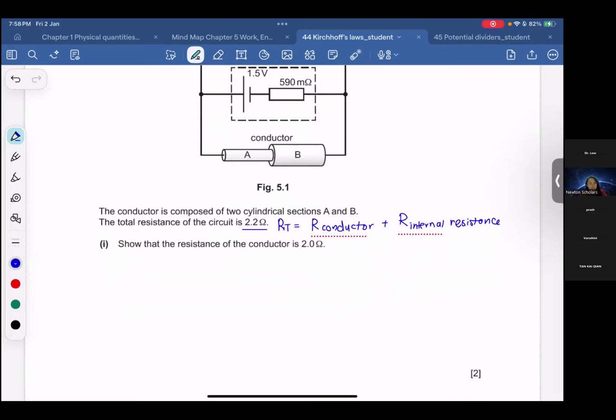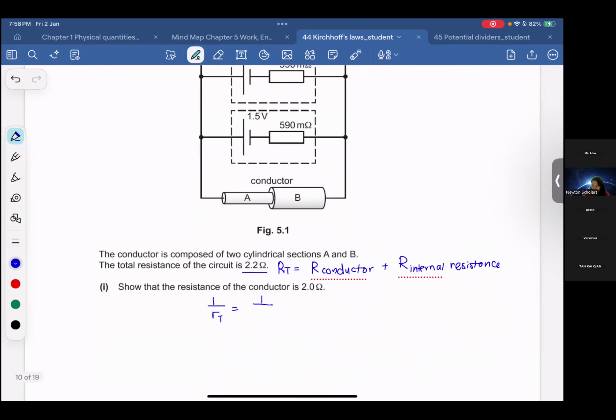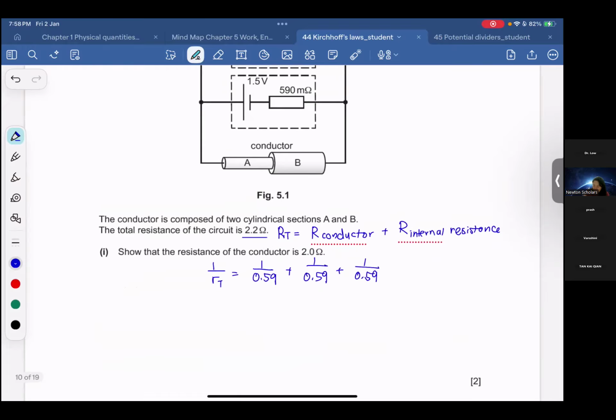So my suggestion is you find out the internal resistance first. Okay, internal resistance, the cells are connected in parallel. So parallel, how do you count your total resistance for the internal resistance? So we use the formula: 1 over R total equals 1 over 0.59 plus 1 over 0.59 plus 1 over 0.59, since 590 milliohm is 0.59 ohm. Okay, you do the calculation. What is the total internal resistance?